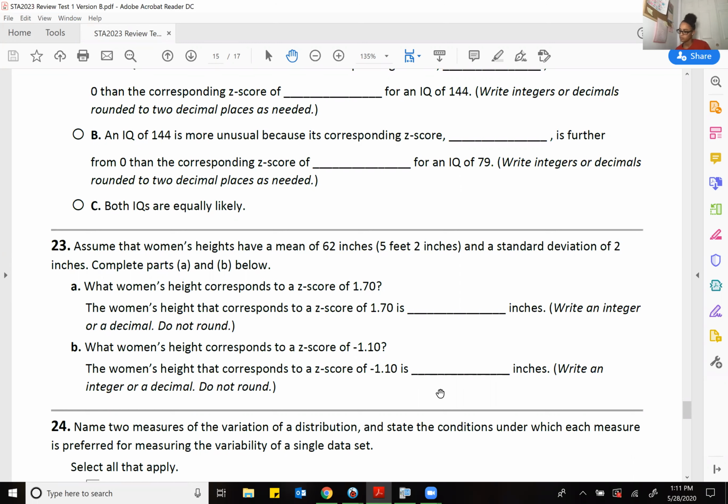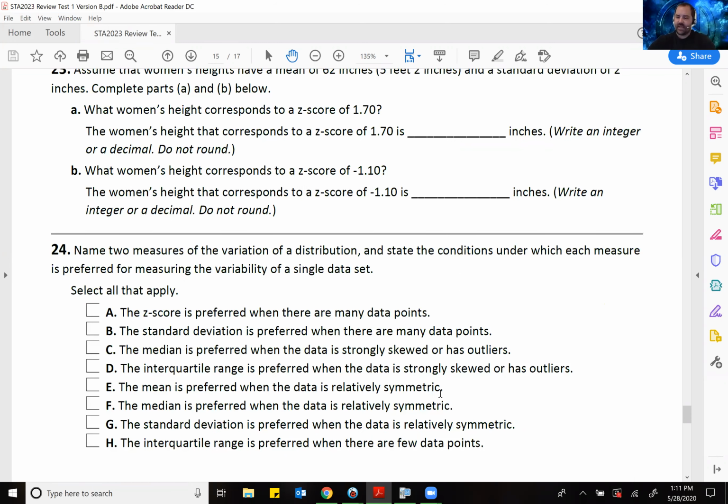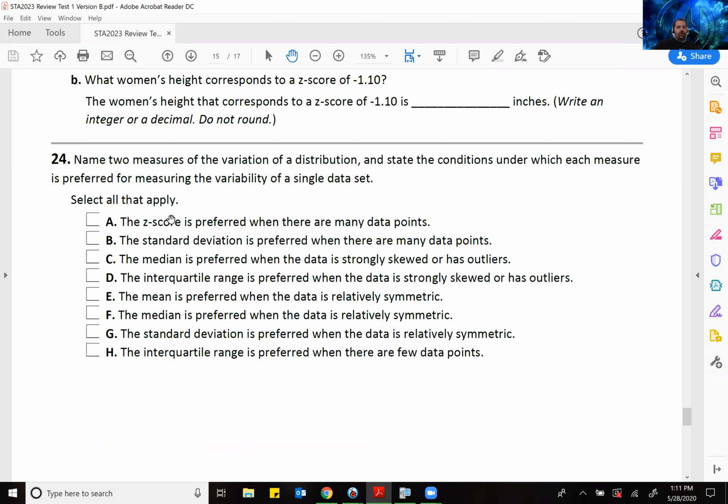Okay, 24. It says select all that apply. It says name two measures of variation and state the conditions under which each measure is preferred. So is a z-score a measure of variation?